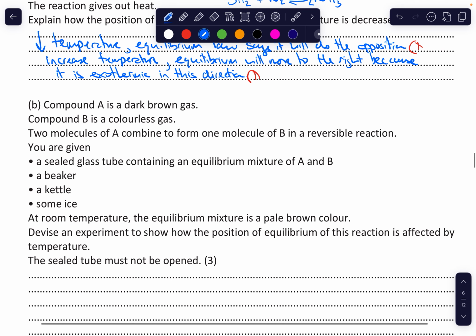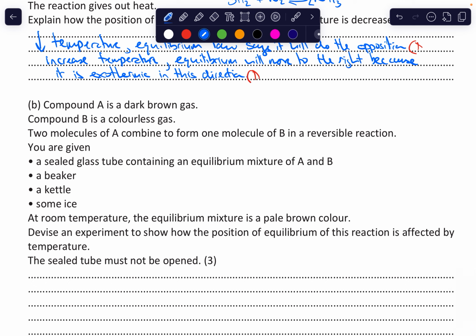Okay, carrying on. Compound A is a brown gas, compound B is a colourless gas. 2 molecules of A combine to form B. At room temperature, the equilibrium mixture is pale brown. Devise an experiment to show how absorption is affected by temperature. Okay, so let's just put a little bit of information here into an equation. So we've got A and B, and it says 2 molecules of A form B. This is a brown colour, and this is colourless.